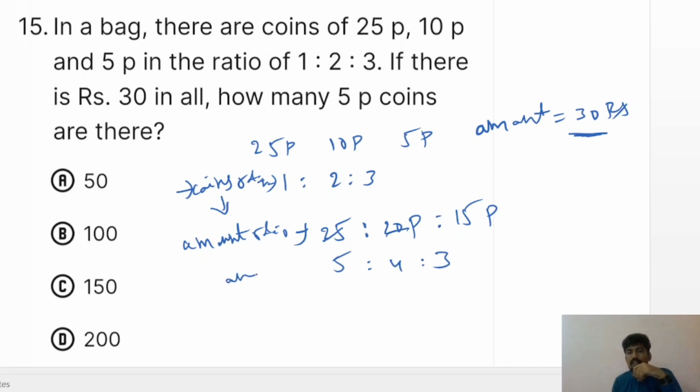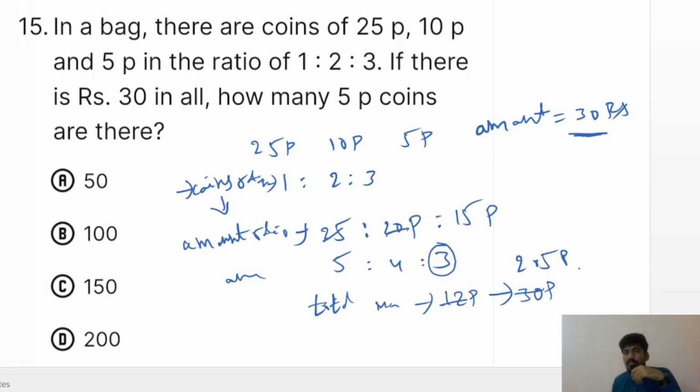This is the amount ratio. Total amount is 12 parts. 12 parts is equal to 30 rupees. Then 1 part is equal to 2.5 rupees. We have to find out the 5 paisa coins. They are in the ratio 3. The ratio 3, 7.5 rupees. So 2.5 into 3. The amount is 7.5 rupees.